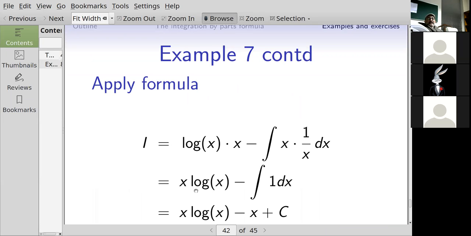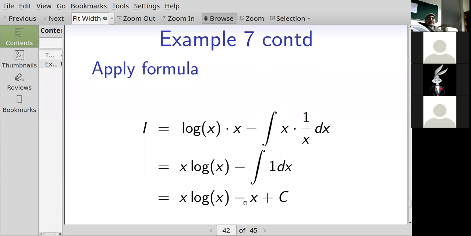So that gives me x log of x minus the integral of 1 dx. x and 1 over x cancel. The only reason they wouldn't cancel would be if x was equal to 0, in which case log of x never made any sense in the first place, right? So this is x log of x minus the integral of 1 dx, okay? So that's x log of x minus x plus a constant. So now we know how to integrate the logarithm function. The integral of logarithm is x log of x minus x plus c, okay?